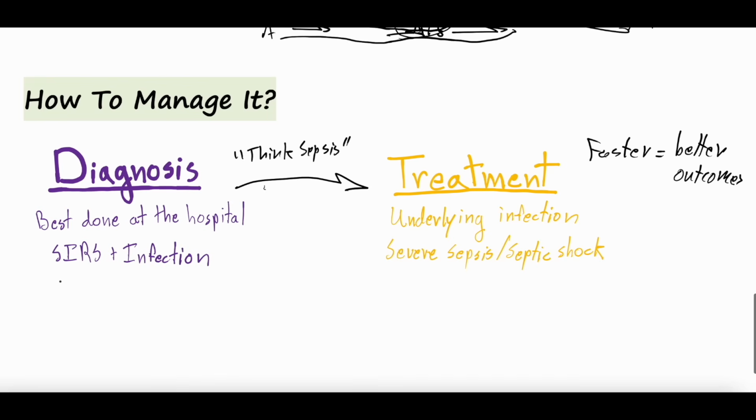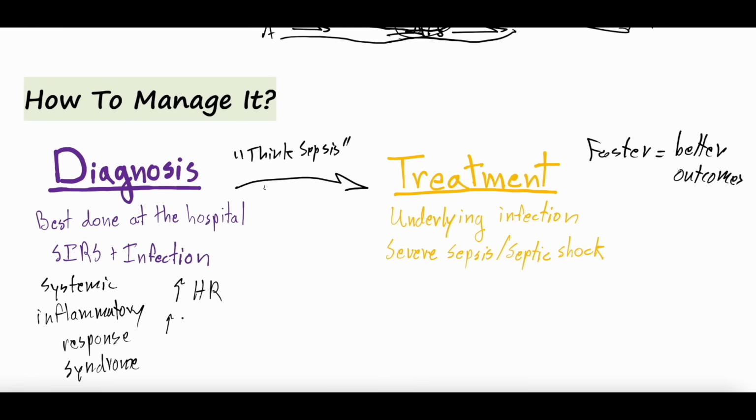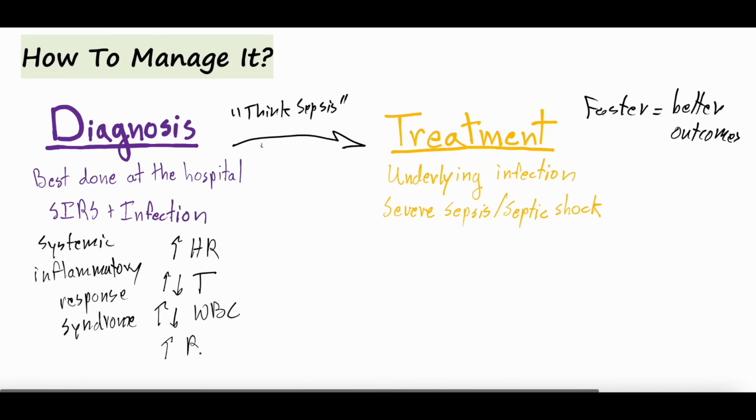So sometimes what we think about is SIRS criteria. SIRS stands for systemic, hopefully I don't forget what it stands for, inflammatory response syndrome. All right. And the SIRS criteria are the several different markers that can hint that someone might be developing sepsis. And those markers include an elevated heart rate, okay, an elevated or a low body temperature, an elevated or a low white blood cell count. Those white blood cells are your immune cells, and an elevated respiratory rate.